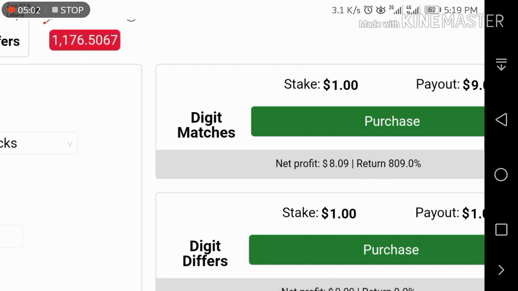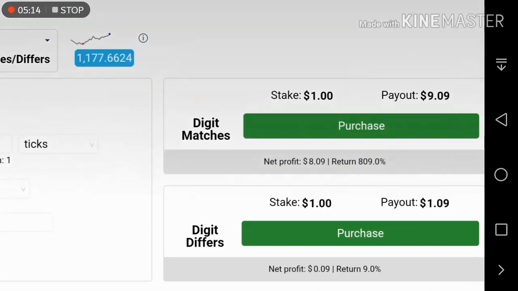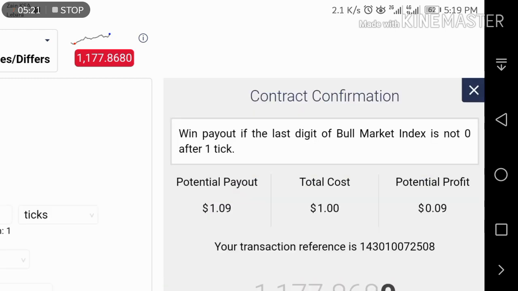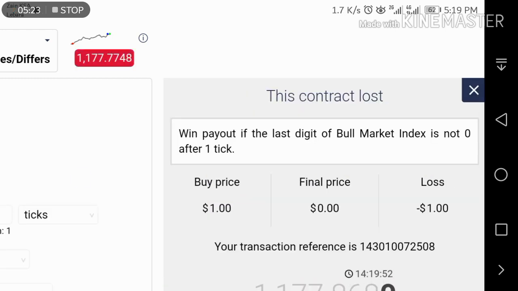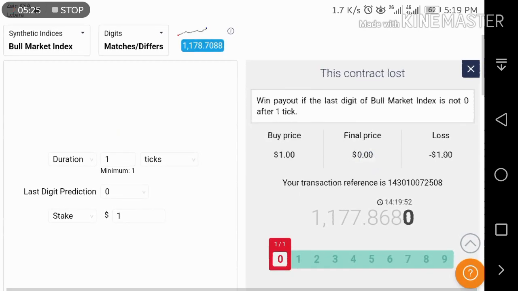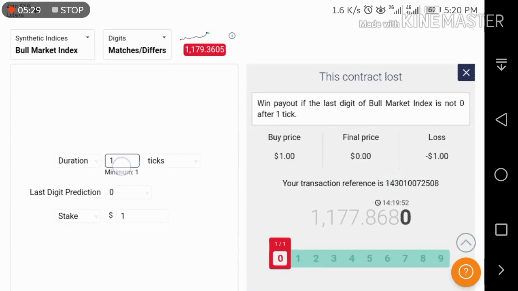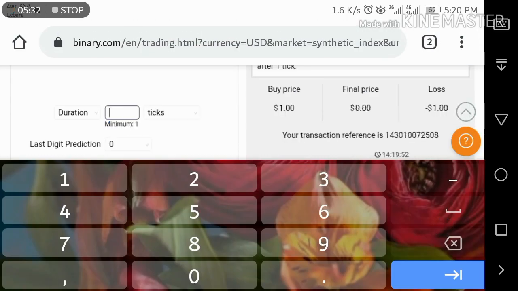No delay here, so wait for 0. Once 0 is the last digit, you have to put your trade. 0 is not coming yet. Look, 0 comes and we placed the trade and we lost. And why did we lose? For this you have to use a different stake after the first trade.